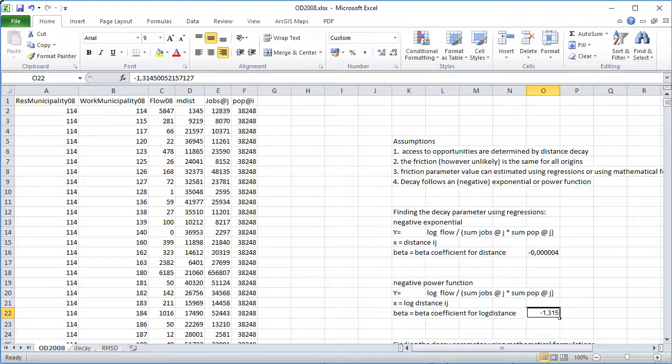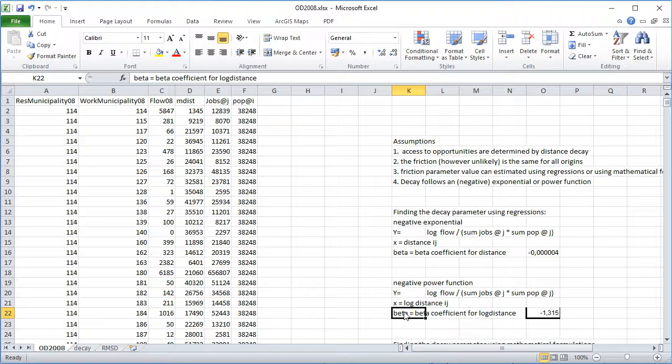Welcome back to the second section where we're looking into the mathematical formulations of distance decay. In the previous one we were regressing so we can have the beta values, which we see there, the beta coefficient, which turns out to be a very, very small number given the restrictions we've got in the columns A to F. And we also retrieved a negative power function value, which is here expressed as a beta, but could just as well be called a gamma value, which is 1.315.